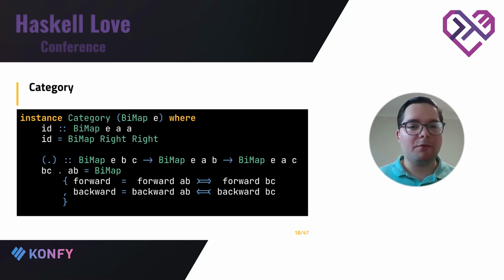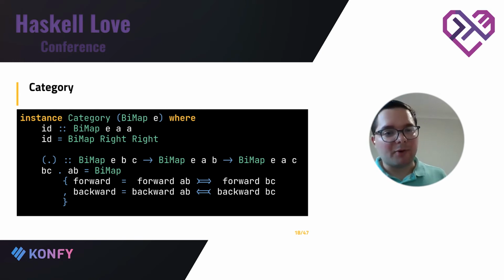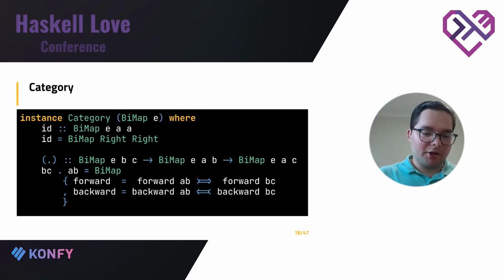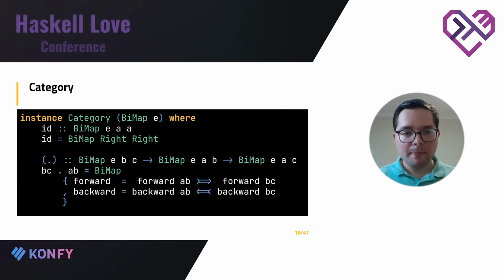we can implement an instance of the category type class for the BMap, and we have an ID, which means that we can convert an element to itself in both directions. Of course, we can just go to itself by wrapping in Right. We can go back also by wrapping in Right. So ID is really straightforward.